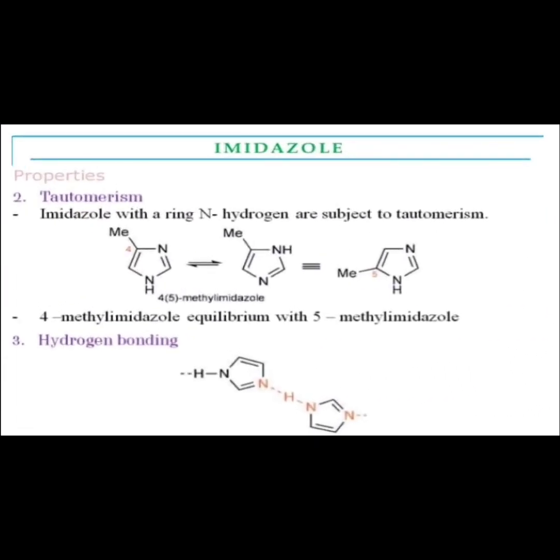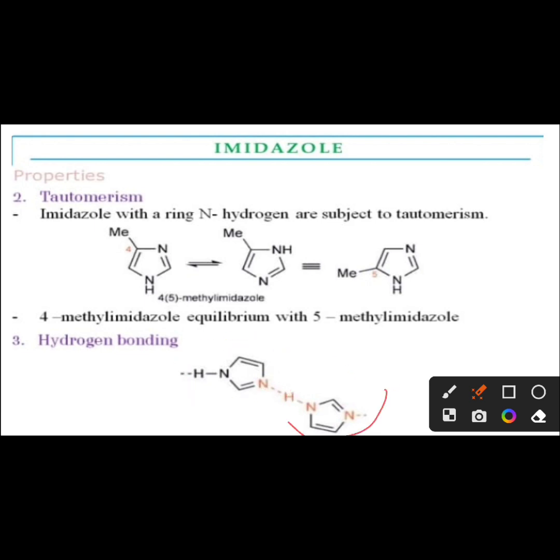So, the second property is tautomerism. Imidazole with a ring N-hydrogen is subjected to tautomerism. Here is the 4,5-methyl imidazole. The tautomerism structure is here. 4-methyl imidazole is in equilibrium with 5-methyl imidazole. The third property is hydrogen bonding.